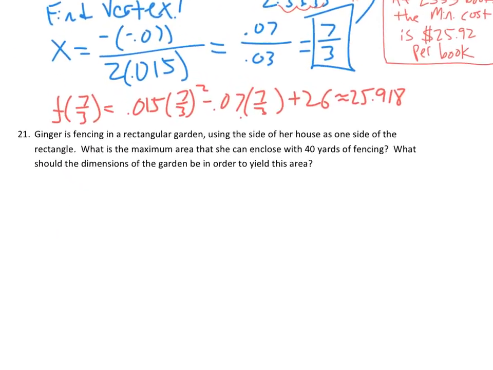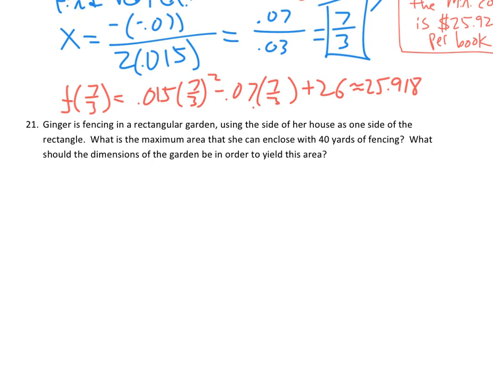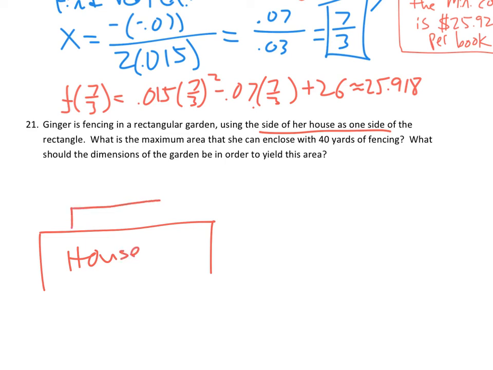One more. We've got a rectangular garden here. Another max-min problem, but we're going to have to get an equation for this. Okay, Ginger is fencing a rectangular garden using the side of a house. All right, so the side of a house is one side of the rectangle. A picture is going to be really useful here. Here's the house. And we've got a garden that looks like this. Okay, and we know that it's got some width. We don't know what the width is. We want to find the maximum area that would enclose the whole thing.